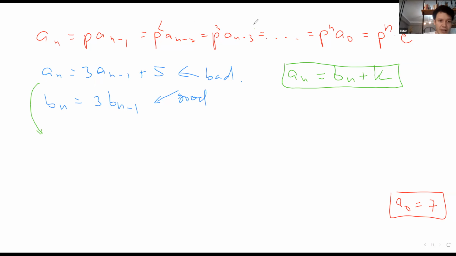So I could take an. If I were to do that, I would replace an with bn plus k. So bn plus k is going to be equal to what? 3 times bn minus 1 plus k, plus 5, right? Okay, so now look at the sequence. What I want to do is keep simplifying it. I have the sequence like this, which is good. This one is bad.